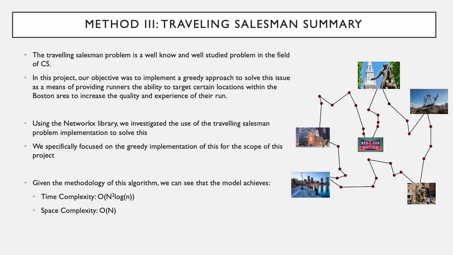Again, the traveling salesman problem is a very well-known and well-studied problem in the field of CS, and in this project, our objective is really to implement that greedy approach to solve this issue, just to allow runners to be able to target certain locations to increase both the quality and experience of their run. And so again, we use NetworkX to investigate this particular item, and we specifically focused on one implementation that they had, a greedy implementation, although they did have many others. And so given this methodology, what you see on the left-hand side of the screen is the associated time and space complexity for this particular algorithm.